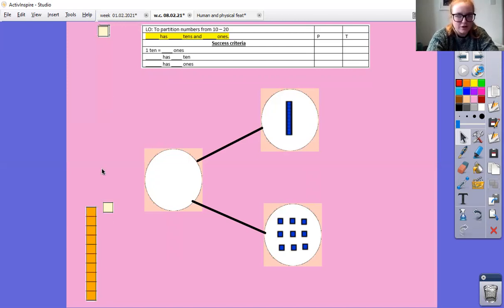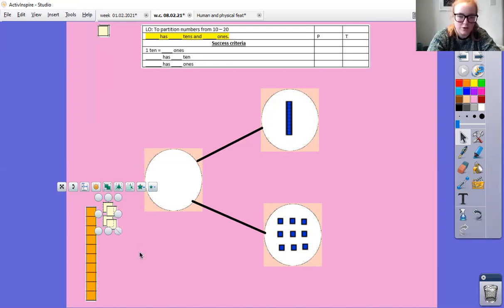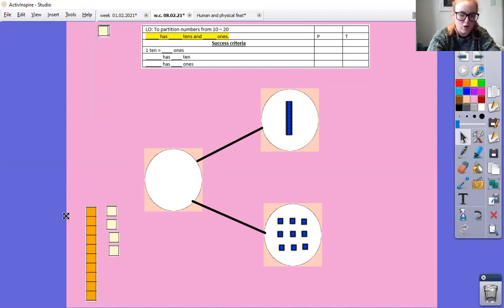1, 2, 3, 4. Very slow. Well, we have this issue at school as well. 4, 5, 6, 7, 8, 9. So 110 and 9 1s.